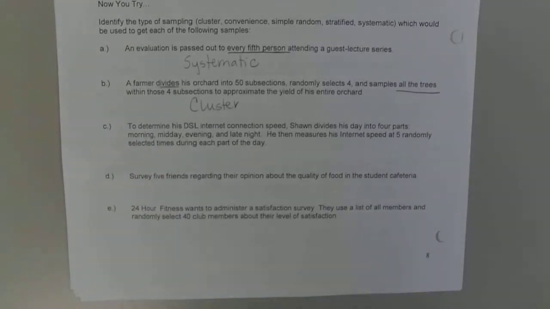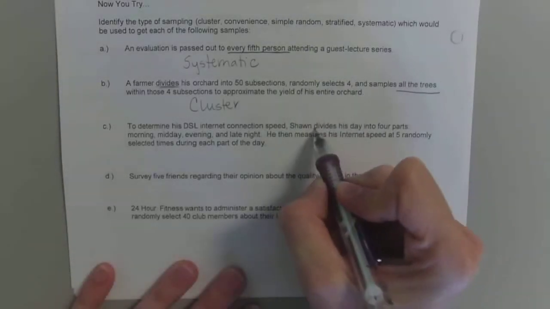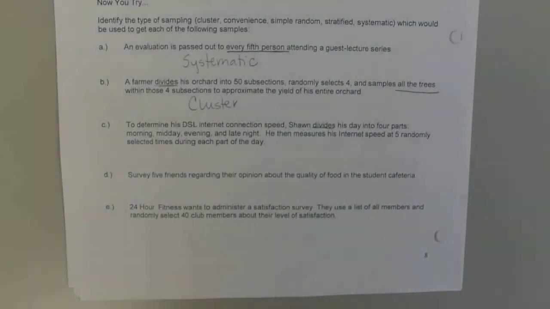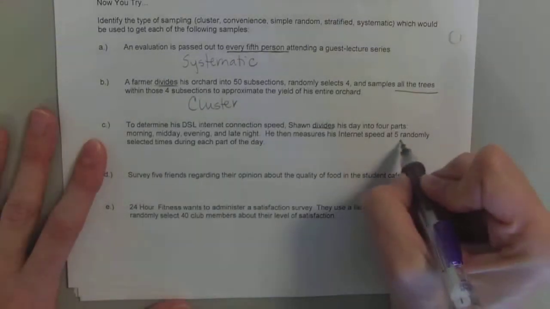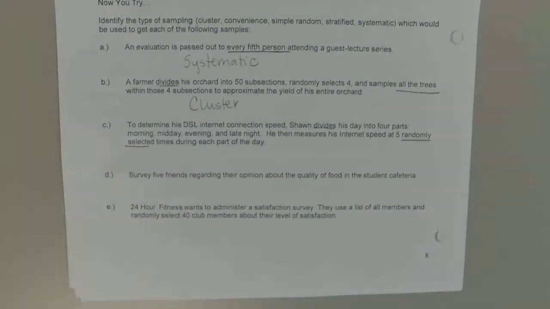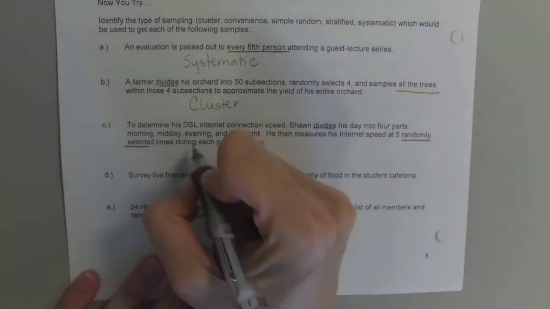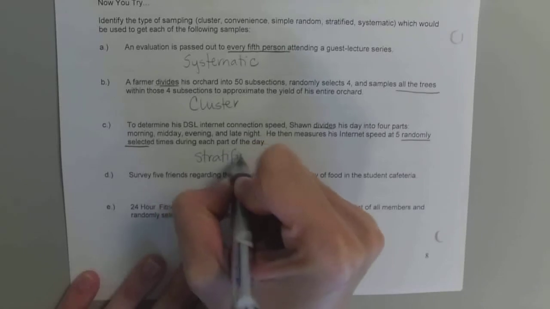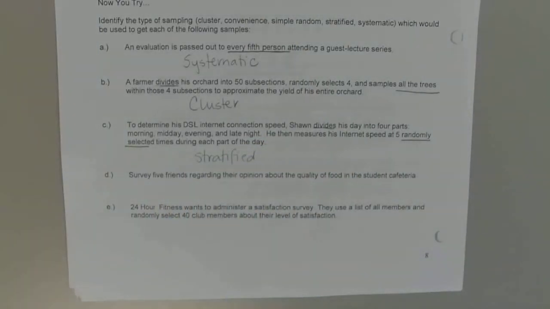C, to determine his DSL internet connection speed, Sean divides his day into 4 parts. So again, you see that word divides. Morning, midday, evening, and late night. He then measures his internet speed at 5 randomly selected times during each part of the day. It's not simple random because we have that division first. Which one was it when you divided first and then you randomly selected? Stratified, you got it. So each chunk of his day, morning, midday, evening, and late night, are the strata. And then he's randomly selecting times during those chunks.